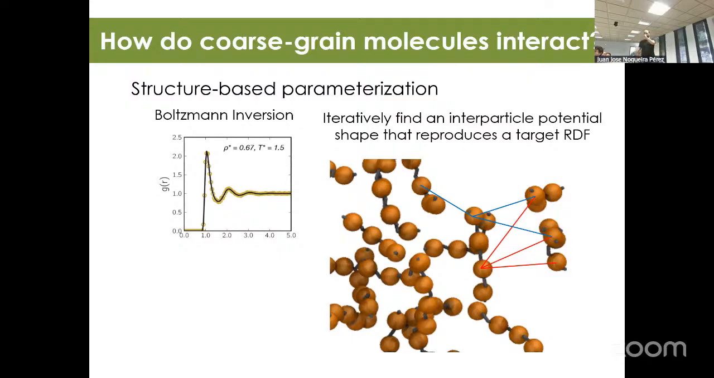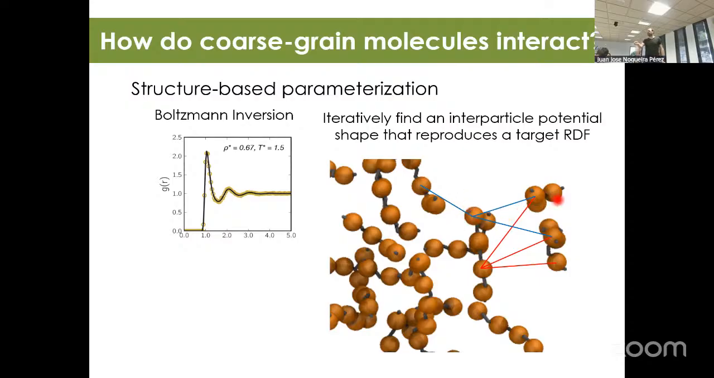Okay. So we got this RDF. All right. So through this process called Boltzmann inversion, we can infer what the potential is between these two particles, this and this, or these are all the same type of particles.